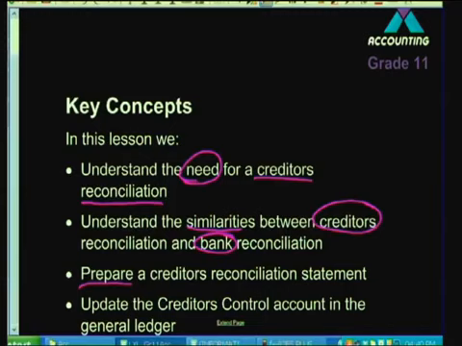Then, of course, Mindsetters, we're going to get to the whole important point of preparing a creditors reconciliation statement. Remember, in accounting, you have to prepare various statements like income statements, bank recon statements, balance sheets, and today we're going to teach you a new one, a creditors reconciliation statement. That's the whole objective of reconciling your creditors.